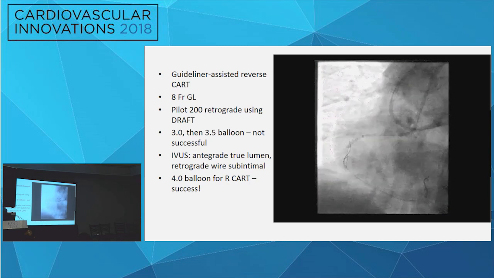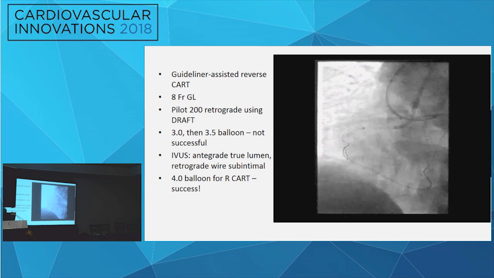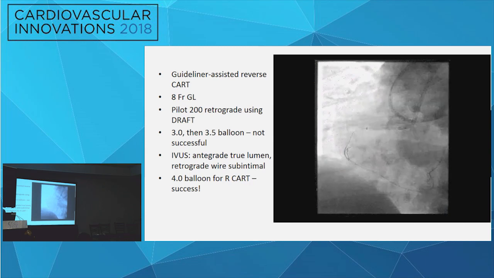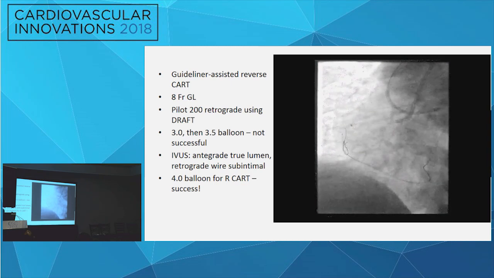So when we were not really being successful with the 3.0 and 3.5 balloons, we did IVUS at this point to see exactly what was going on here. And what it showed us was, one, where the wires were. It showed us that the antegrade wire was in the true lumen and the retrograde wire was subintimal. But the size of the RCA was larger than we thought, and it was more of a 4.0 vessel. And so we used a 4.0 balloon and decided to repeat the maneuver here.